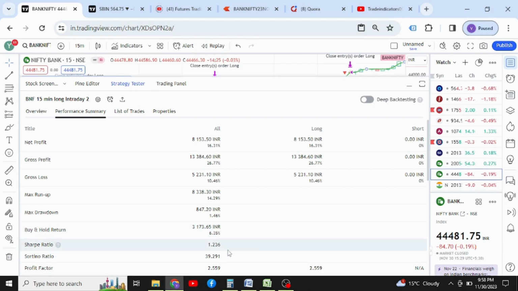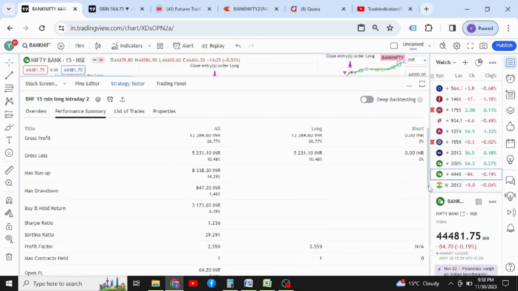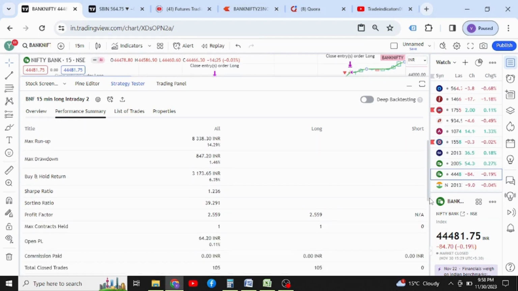The Sharpe ratio is 1.23, which is very good. Above 1 is obviously good. And you can see the Sortino ratio. It's very high because the profit factor is very high. So that's the thing. And you can see open, this is PL.